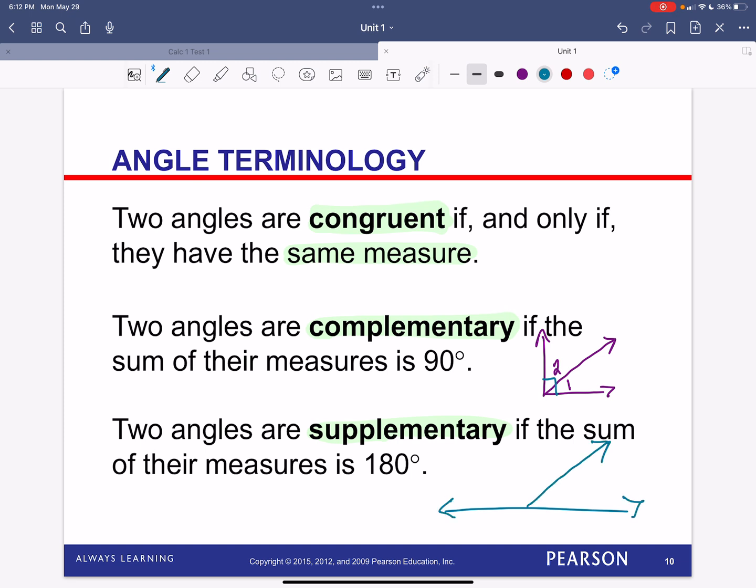So we might have one angle right here and another angle right here, and when you add those two together, you end up with 180 degrees. That is a supplementary angle.